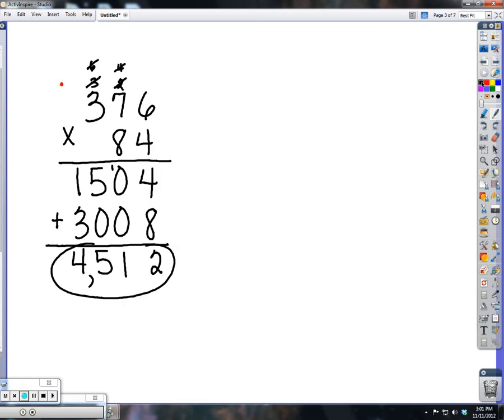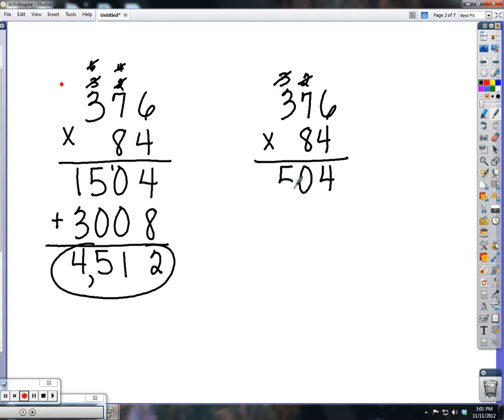All right, so I have my original problem, 376 multiplied by 84. 4 times 6 is 24, carry the 2. 4 times 7 is 28, plus 2 is 30, put down the 0, carry the 3. 4 times 3 is 12, plus 3 is 15. So my first lines of work match each other. On the second line of work, I can tell immediately where I have missed my problem.